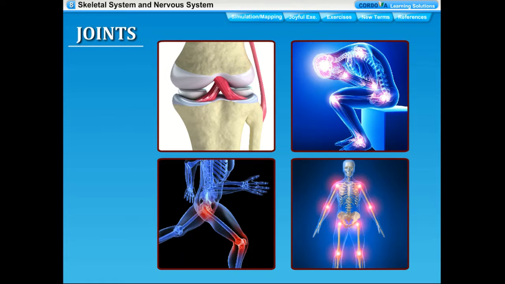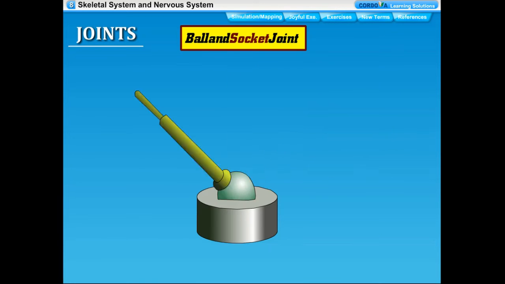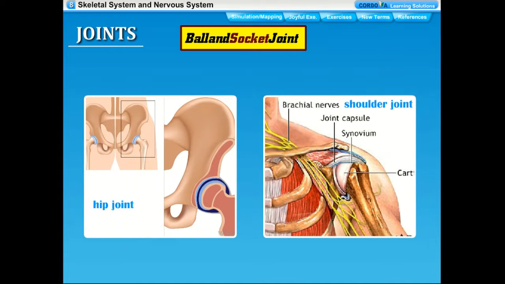Movable joints are of following four kinds. Ball and socket joint. This type of joint is found in the hips and shoulders. This joint is formed when round end of one bone fits into the hole or socket of another bone. It allows movements in all directions. For example, we can swing our arms almost in all directions.